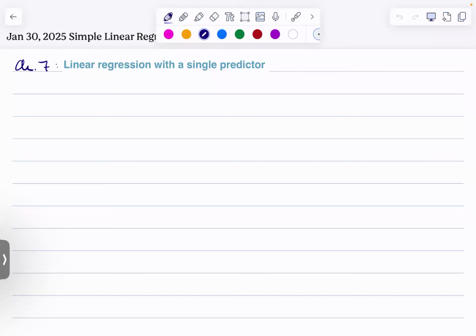So today we're gonna do chapter 7. We already did 6. 6 was an applications chapter. Those applications chapters are the ones where we do stuff in Excel and just poke around. So chapter 7 and chapter 8, we're doing regression.